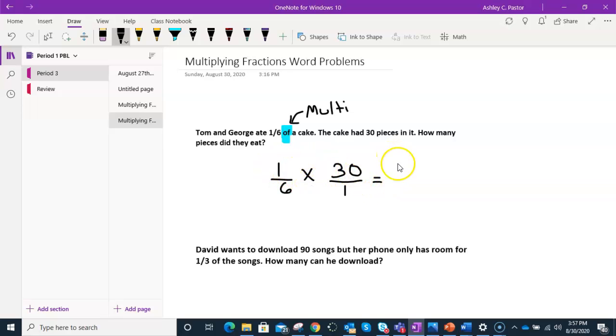So 1 times 30 is going to be 30. And then I'm going to put this division symbol, that fraction bar, and 6 times 1 is going to be 6. Now I can simplify this because I do recognize that 30 divided by 6 is going to be 5. So this means that Tom and George ate 5 pieces of cake. Okay, now let's look at the second one.